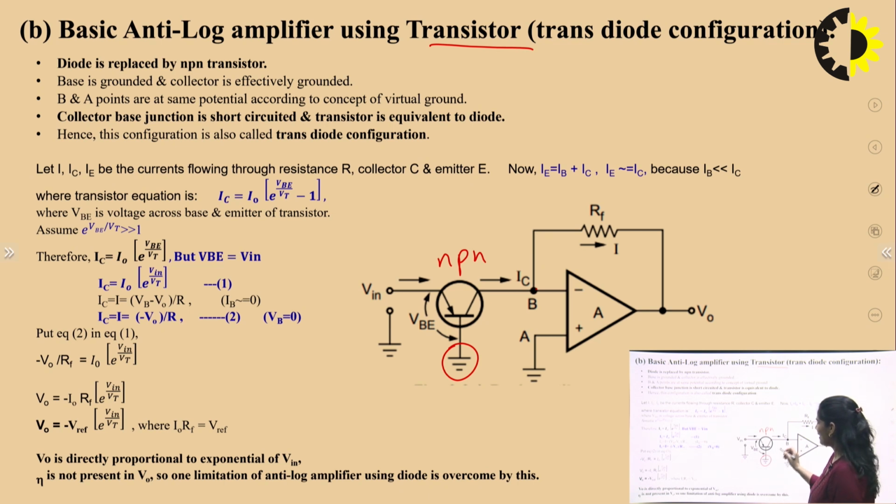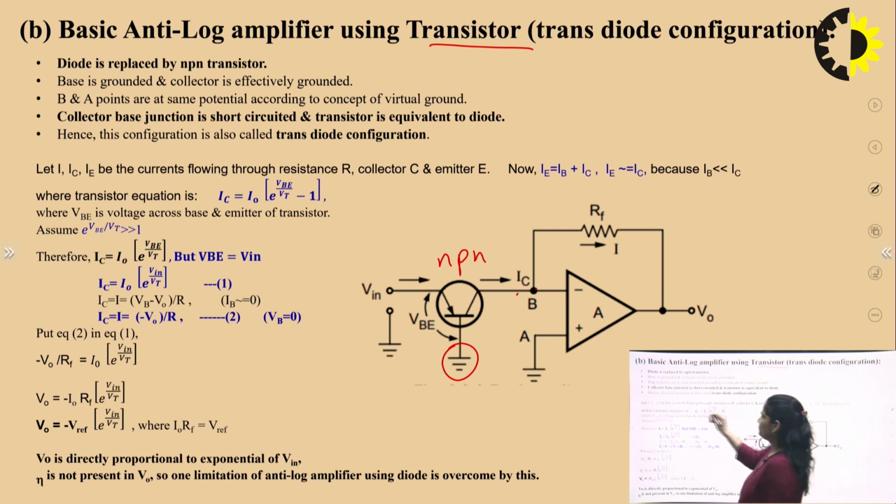Now points B and A are at the same potential according to the concept of virtual ground. So the collector and base junction is shorted and the transistor is equivalent to a diode. When the collector and base junction are shorted, it works as a diode, and this configuration is known as the trans-diode configuration. Now we also have to find the output voltage for this anti-logarithmic amplifier using BJT.